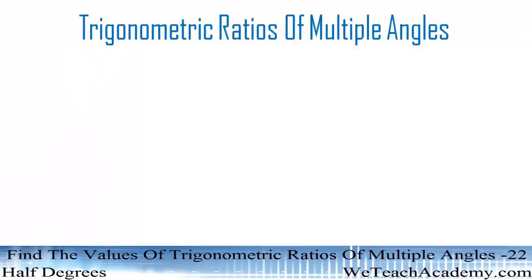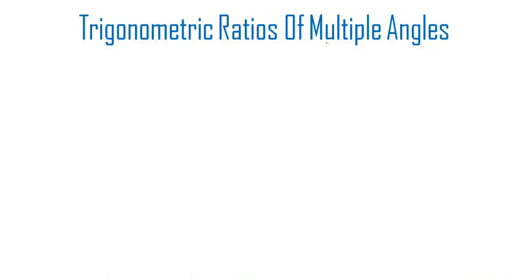Hello guys, and here in this presentation we are going to discuss trigonometric ratios of multiple angles. In this section we are going to derive the value of the trigonometric ratio for the multiple angle, that is 2A equal to 45 degrees. That implies we can write A equal to 22.5 degrees. And now we have to find the value of trigonometric ratios for 22.5 degrees.